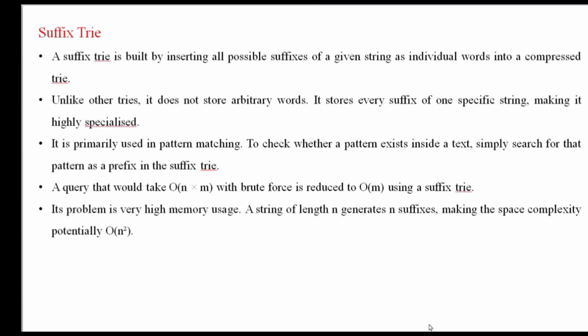Then the third type is the suffix trie. This one is different. It is built from one single text. We take a text and find all its endings, its suffixes. Then we put all these endings into a compressed trie.